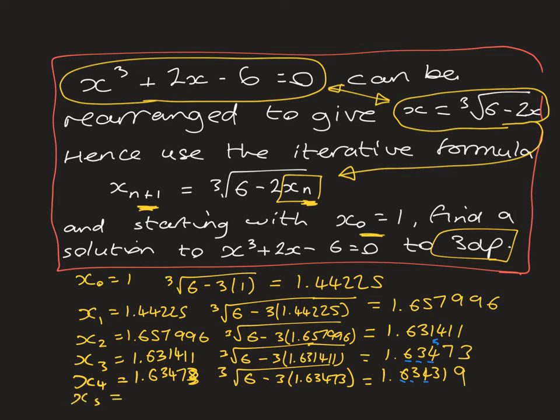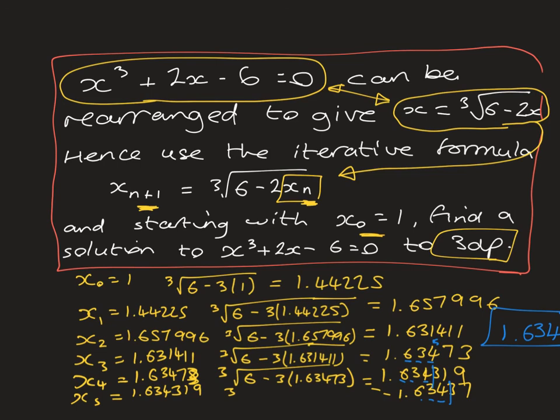So that's x5, which is 1.634319. Substitute that in. I haven't got space because of the recording button, so pretend I've typed that in and substituted it in, and we're getting 1.63437. Whereas now, they would be the same to 3 decimal places. It'd be 1.634. So the answer to 3 decimal places would be 1.634. So you keep going until you get the same number of decimal places that they specify.